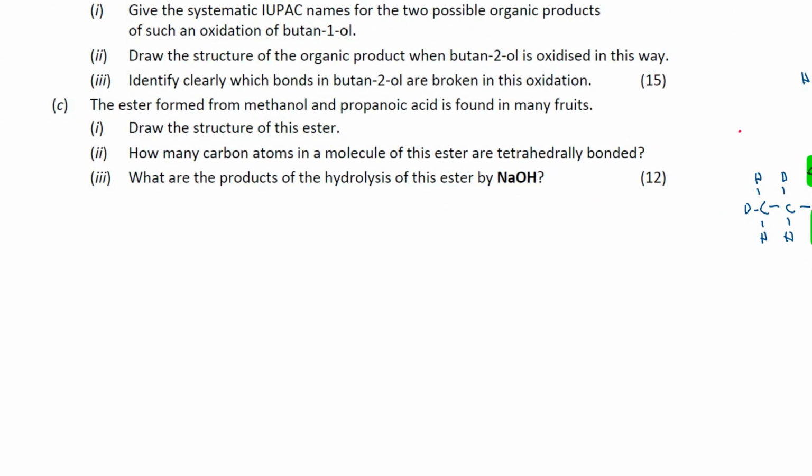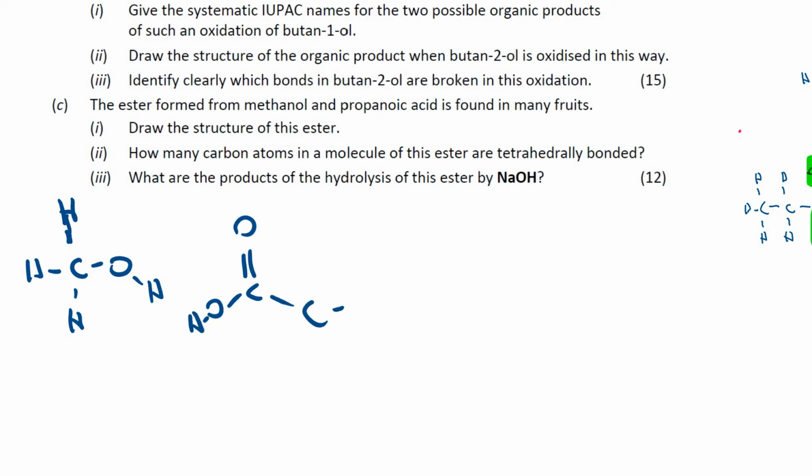So now the question is, draw the structure of the ester formed between methanol and propanoic acid. Methanol is here and propanoic acid is like this, and when you react those two together, this oxygen here reacts with that carbon there, and what happens is this ends up getting kicked out and that ends up leaving.